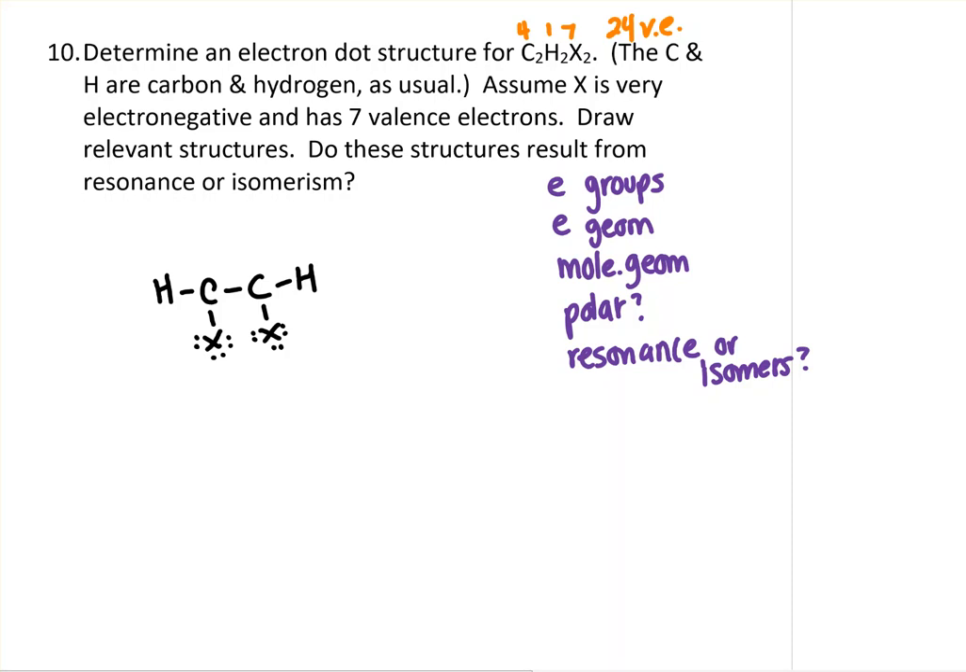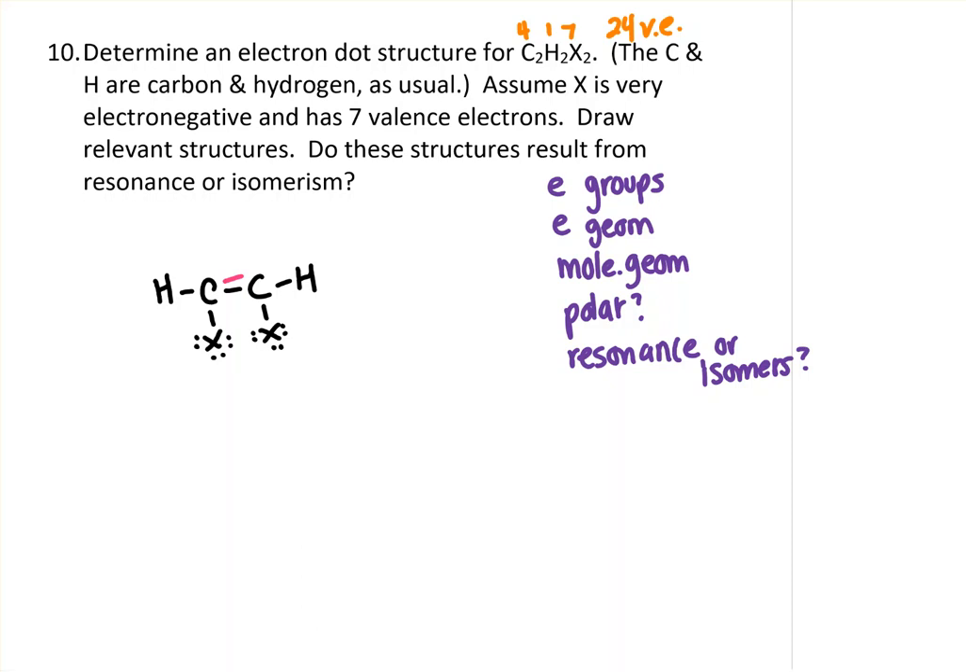And my carbons, though, I don't have them all on. I need 2 more. Then I check and I see that this carbon only has 6. So I need to take that lone pair and put it here. And that will give me a double bond there. And now both of my carbons have enough.